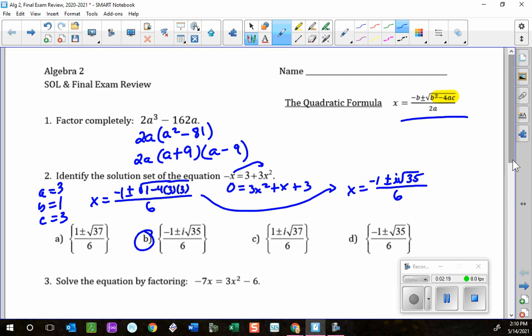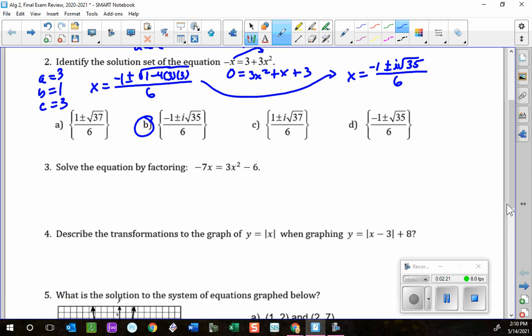Alright, so solve this next equation by factoring. If you want to factor, everything has to be together on one side, so let's pop this in the middle here. So I got 3x squared plus 7x minus 6. So let's go ahead and set it up. We got 3x and x, and things that make 6. So we'll have 6 and 1, 3 and 2, and that's it.